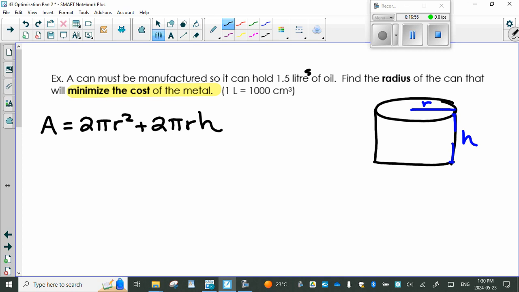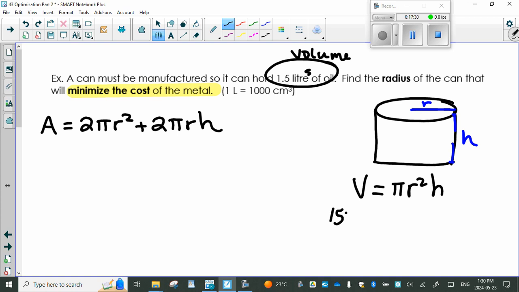So what piece of info have we not used yet? The volume. Yeah, the volume. Love that. So we know the volume is 1.5 liters or 1,500 cubic centimeters. And the reason we're converting it to centimeters is because we know our radius and height are going to be in centimeters, not in meters. Does that make sense to everybody? Okay. Is there a formula for volume of a cylinder on your sheet? Pi r squared times h. And we know the volume is 1,500 cubic centimeters.